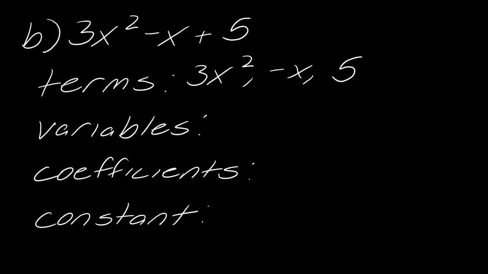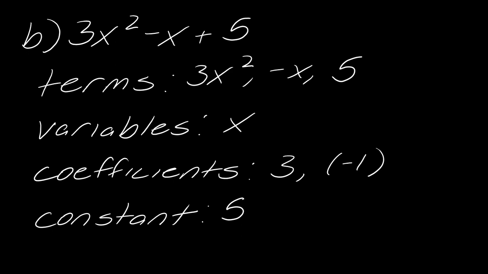The only variable here is the x. The coefficients here would be 3, and then technically there's this -1 in front of the x. I always put parentheses around this because we can't see it, but we know that it's there. This is how I like to represent it. We can't see it, but we know it's there. And then the constant in this case would be 5.